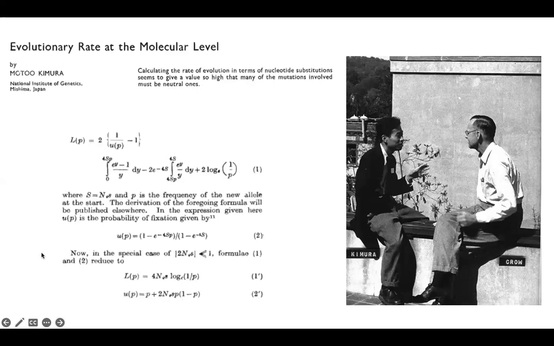Okay, so to Kimura, these two expressions overcome Haldane's substitutional load by assuming that the selection coefficient is sufficiently low that the allele is effectively neutral. This is reflected in the fact that the load of equation 1 prime is very low and that the rate of fixation in equation 2 prime is roughly equal to its initial frequency, P.